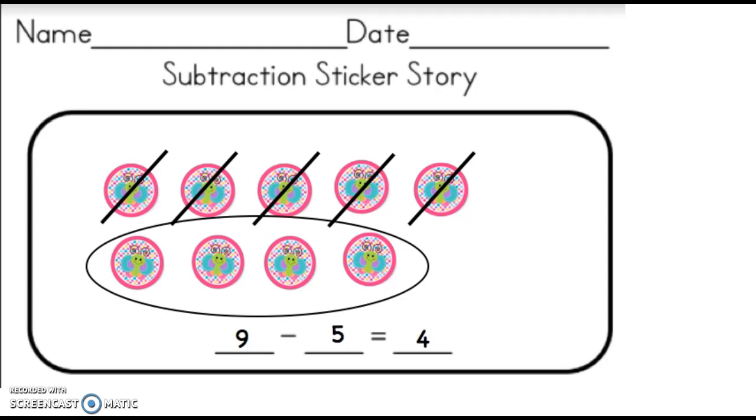Or you can even use your cubes. I have 9 fingers up. I'm taking 5 down. Oh, and I have 4 left. I just double checked. I was right. 9 take away 5 equals 4.